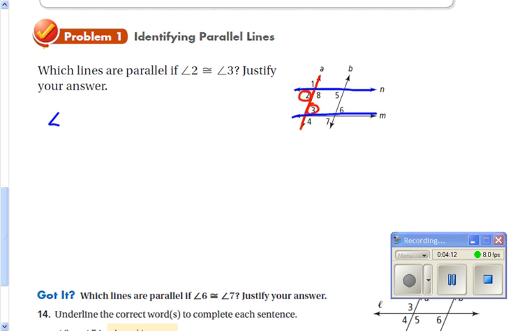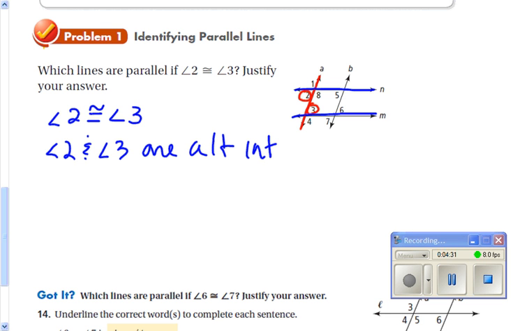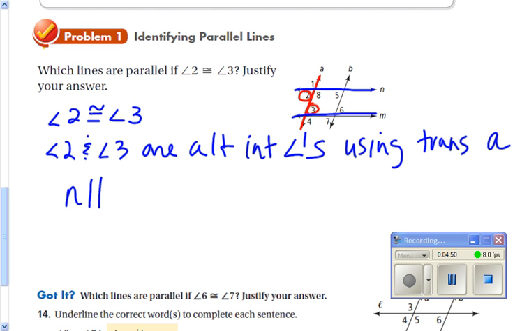So we're given that angle 2 is congruent to angle 3. And we notice that angle 2 and angle 3 are alternate interior angles using transversal A. So by the converse of the alternate interior angles theorem, N is parallel to M.